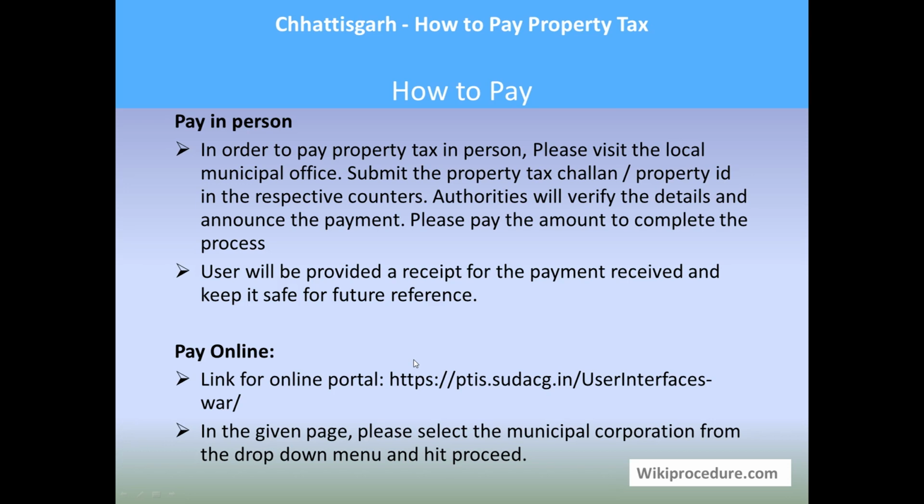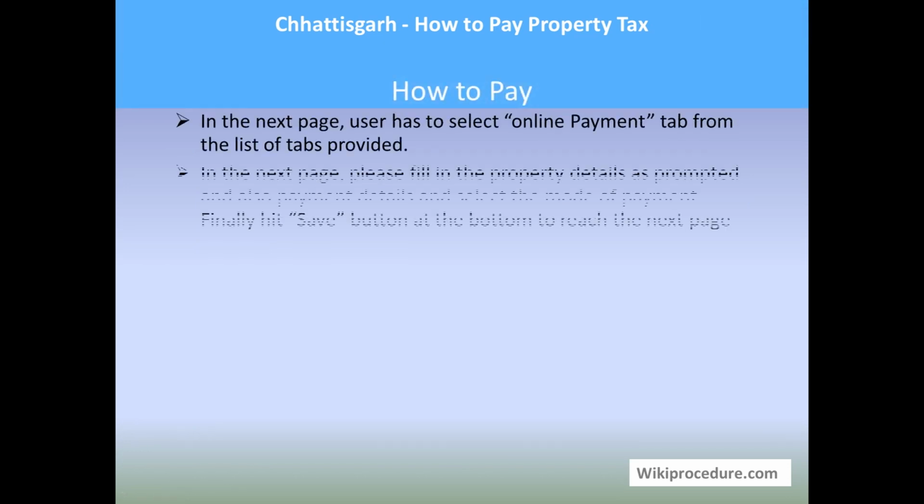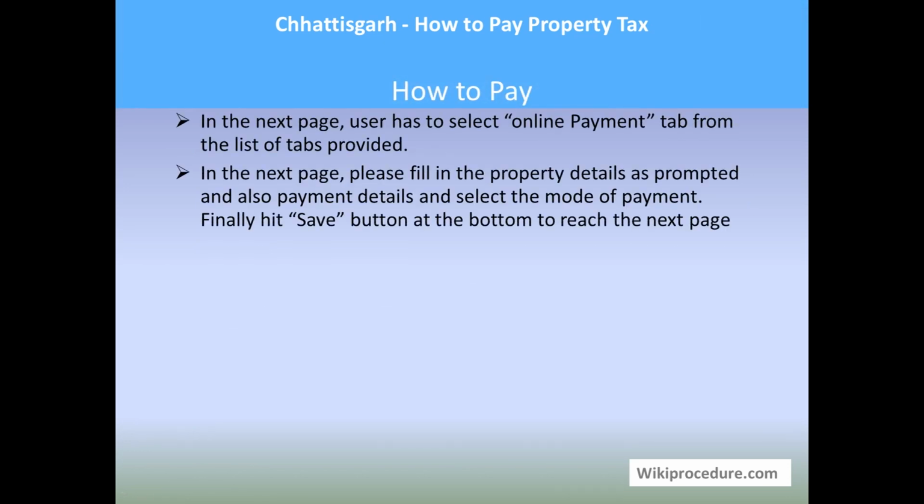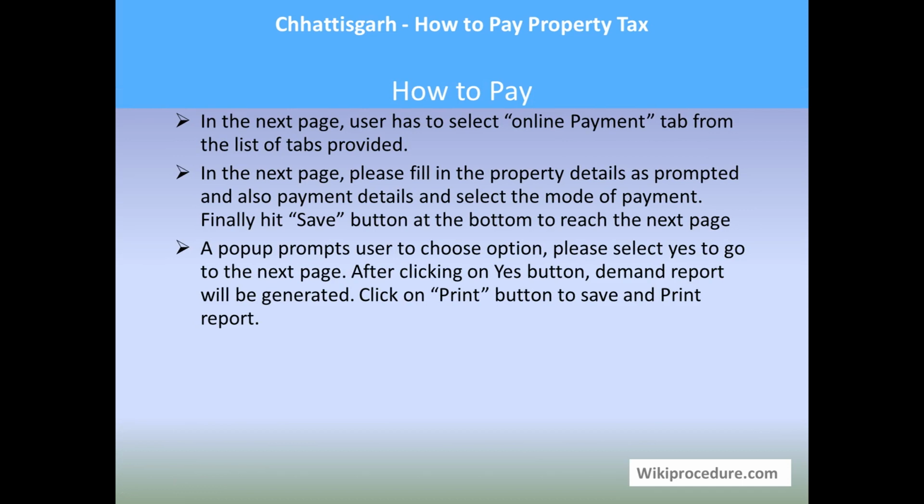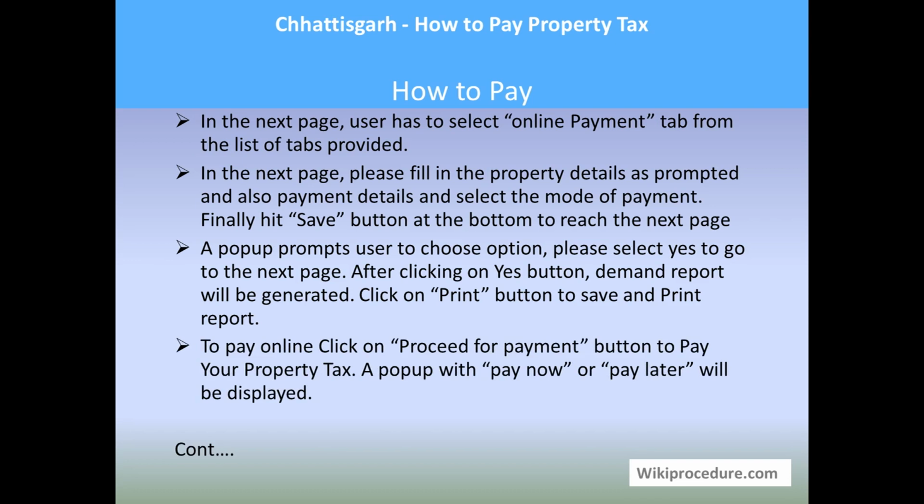Once you hit save, you are giving information for the property tax software to get the information. A pop-up prompts the user to choose an option, like please select yes to go to the next page. After clicking on the yes button, a demand report will be generated, meaning how much you have to pay, on whose name is the property and everything. Click on the print button to save and print the report if you want to pay later.